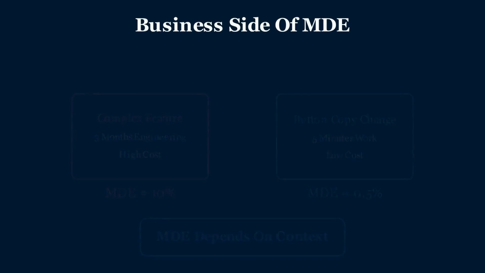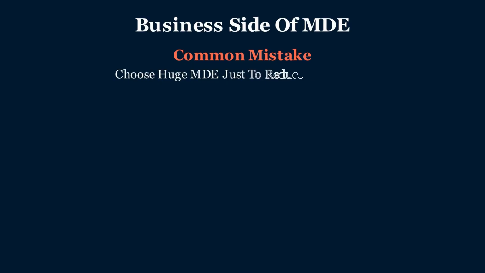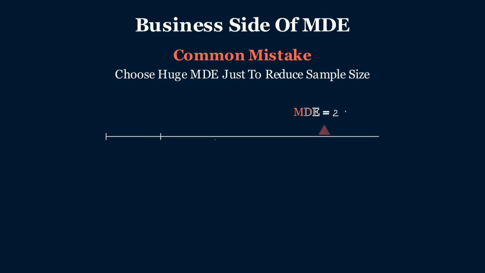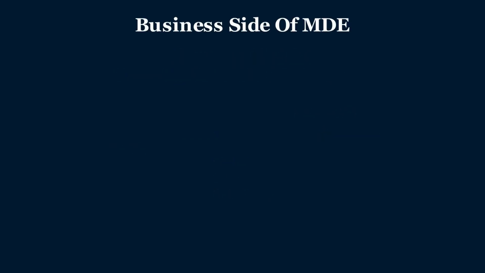And this is where many analysts make a major mistake. Some teams choose unrealistically large MDE values simply to reduce sample size. For example, let's only detect a 20% improvement. Why? Because smaller experiments are cheaper, faster, easier to run. But if realistic improvements are usually 1% or 2%, then the experiment becomes almost useless because it was never designed to detect the kinds of improvements that actually matter.